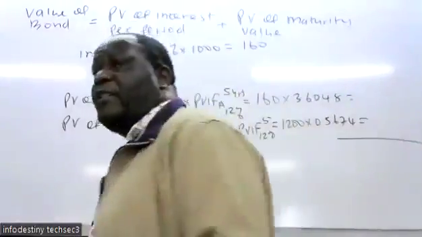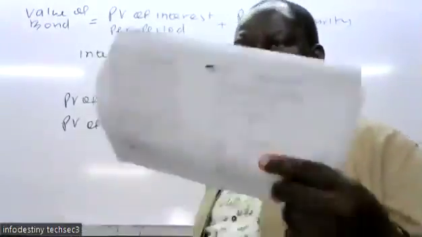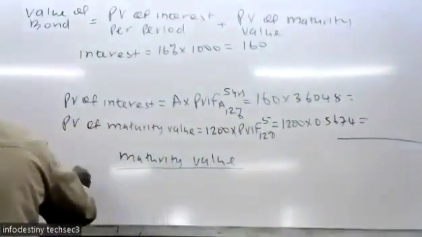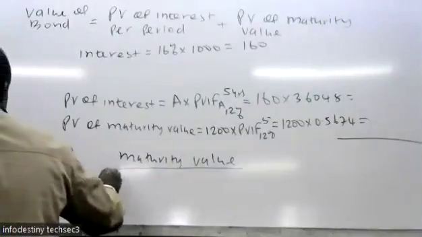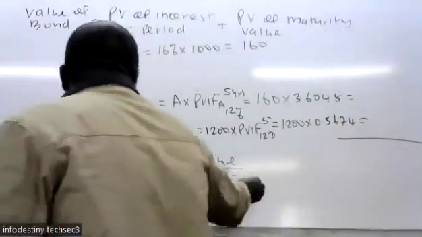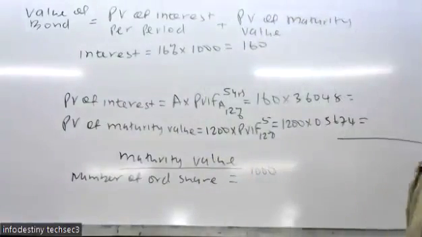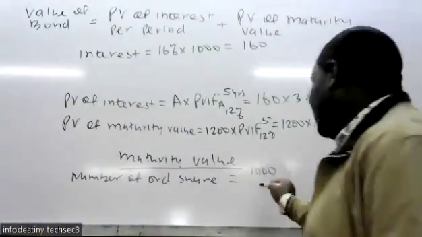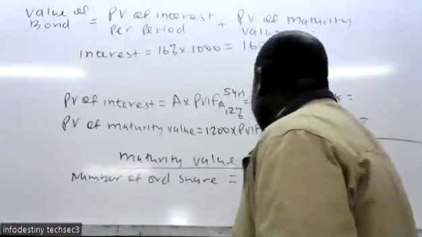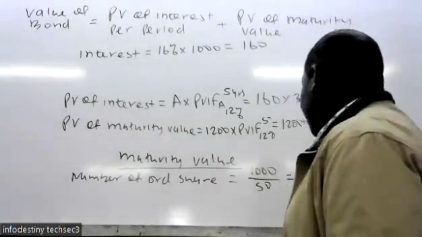So we want to know how many ordinary shares there are at the moment. So it can be converted into ordinary shares, and each ordinary share is currently trading at how much? At 50. So to get the number of ordinary shares, because the par value of the bond was 1,000, then each share is going at how much? At 50. So how many ordinary shares are we going to have? There are 20 ordinary shares.